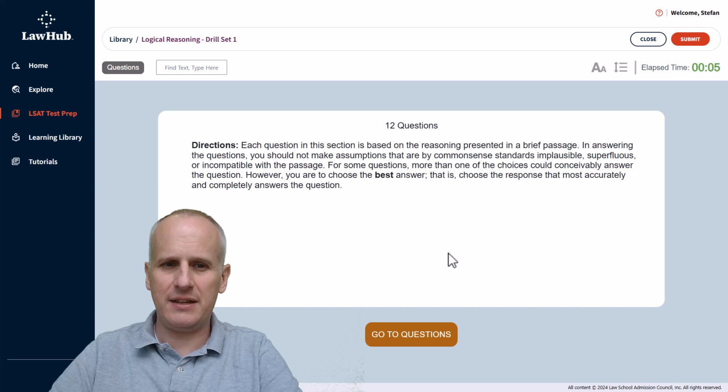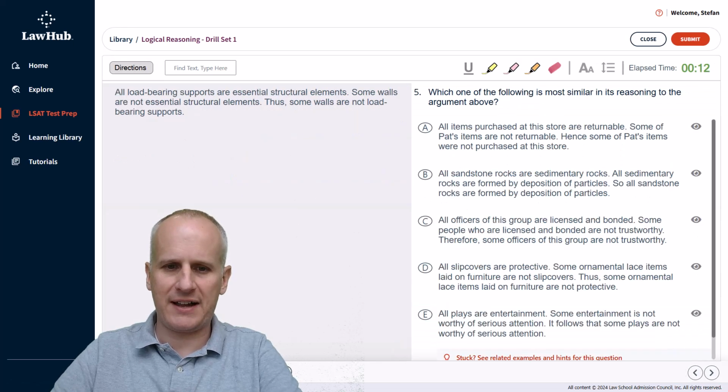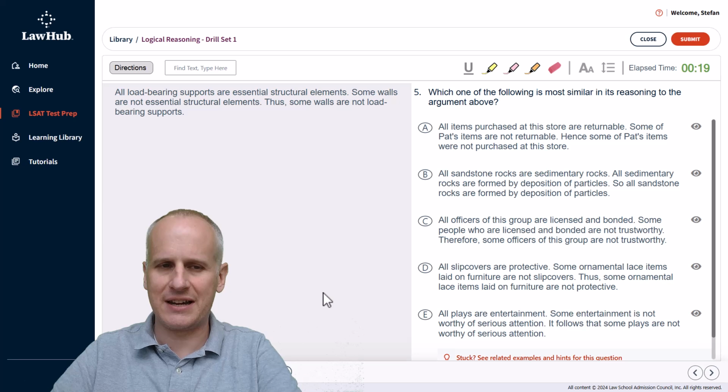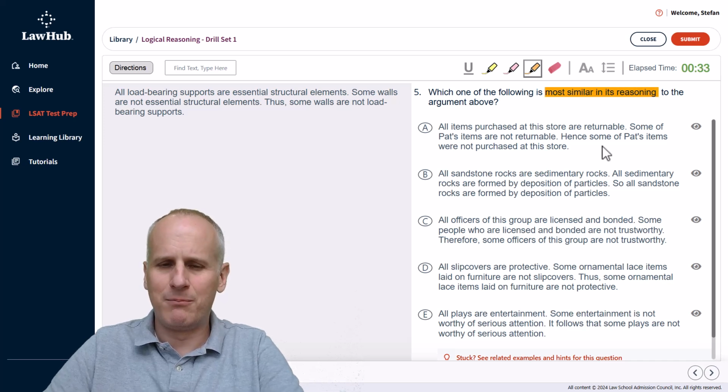We are in the logical reasoning drill set 1 at lawhub.lsac.org, and we're going to go straight to question number 5 for this video. Question 5 may be one of the least liked question tasks in the entire exam for most LSAT test takers. If we read question 5's stimulus, we see: which one of the following is most similar in its reasoning to the argument above. Now, obviously, it's to the left, but it's just been repurposed from when it may have been directly above on a prior practice set.